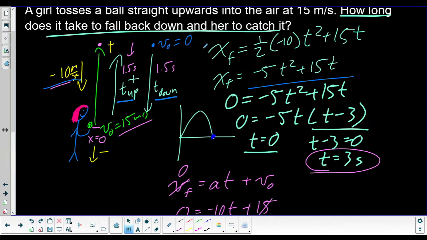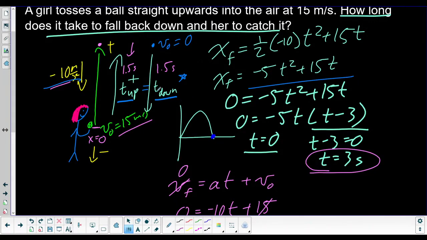I just realized that this problem's not going to work all the way through because we don't know how fast it's going at the bottom. You can probably guess, but we don't know for certain. Okay, let's just go with this, and then we'll figure this out on the next slide. So this will always be true. The time up will always equal the time down, star, unless there's air resistance.